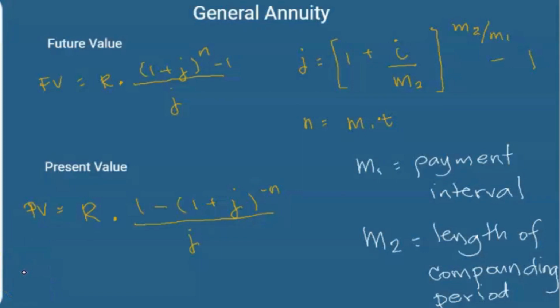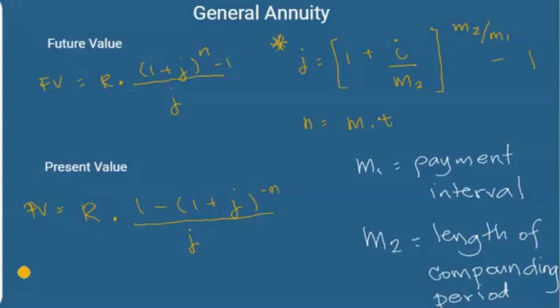Hi everyone, for this video we're going to discuss general annuity. So the formula for the future value and present value is similar to simple annuity, but the difference is how we compute for the J. So for general annuity, this is our formula for J.